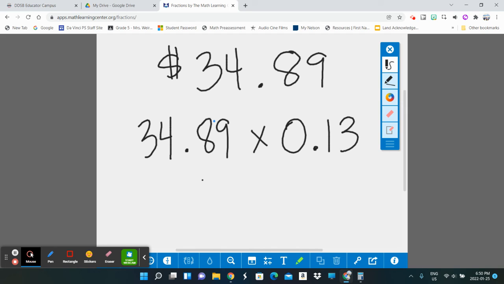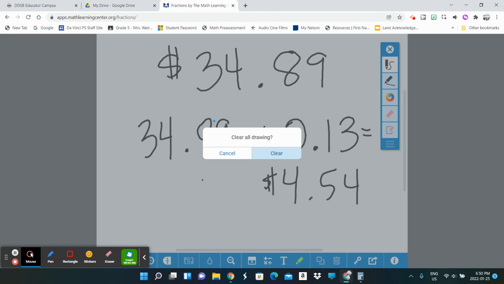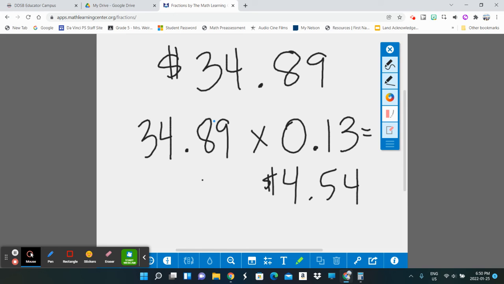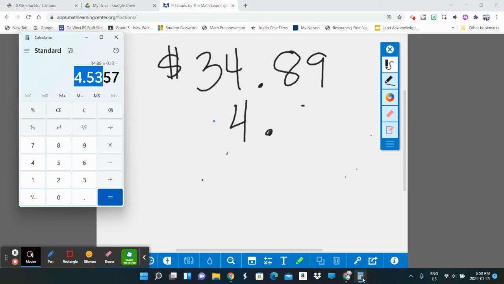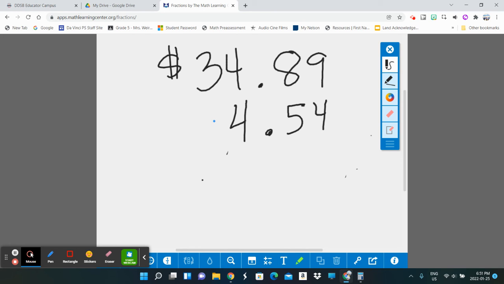And to calculate the total cost of what we're purchasing, we're going to take the purchase price for those Pokemon cards, which is $34.89, and we will add to it $4.54 in tax. I need to be more careful, being very careful to line up my decimal points.